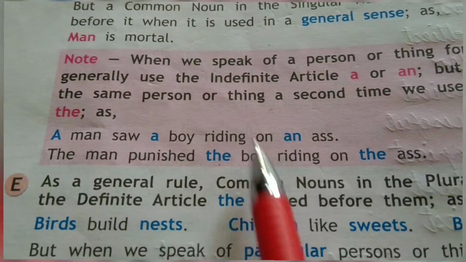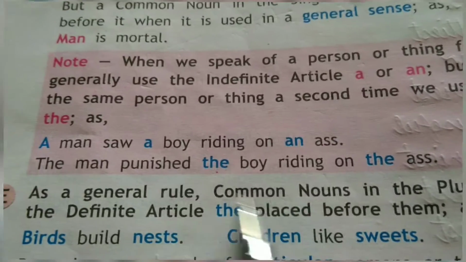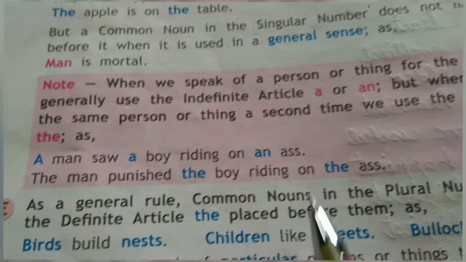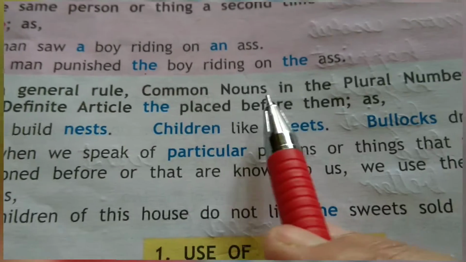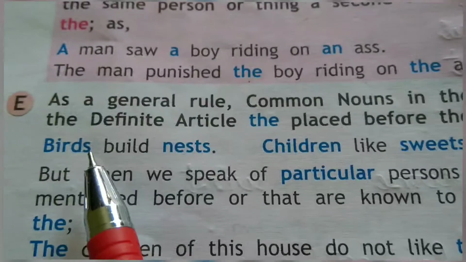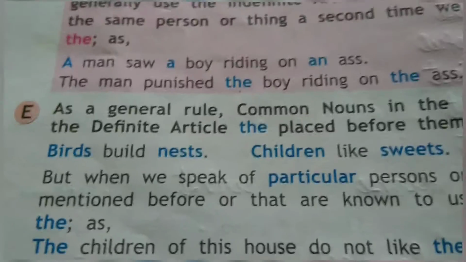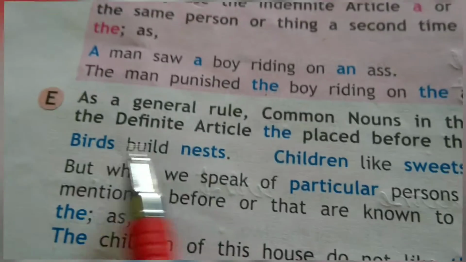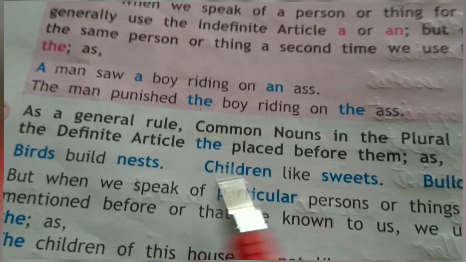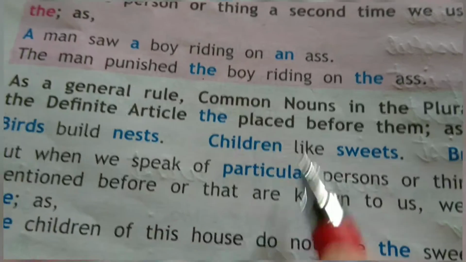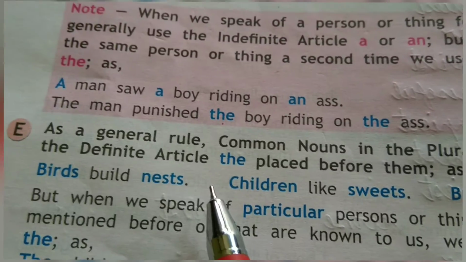Here, these repetitions are about the same animal and person. So the is used in the next instance. Now, another very important thing. Common nouns in the plural number do not have the definite article the placed before them, such as birds build nests. This means all birds build nests. The is not necessary. Children like sweets. This is general. I'm not talking about a particular group of children. I'm talking about children in general. So the will not be placed.